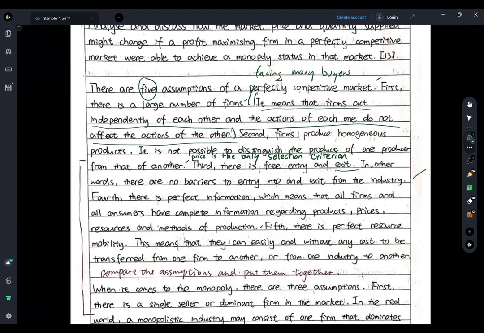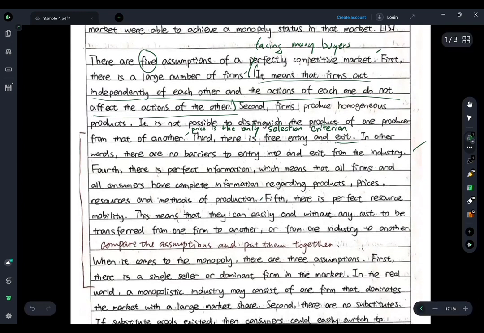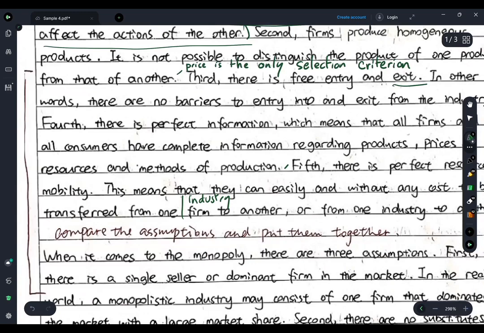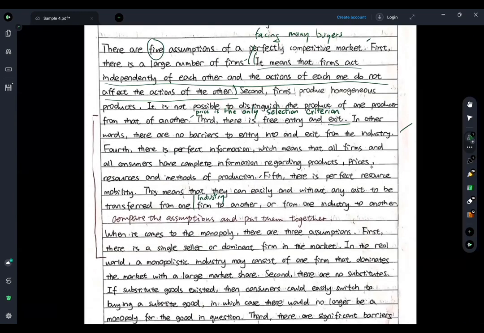But again, what would worry me is that it's almost too detailed, and time-wise, I would be afraid that this introduction is too long and would not allow the student to talk about all important concepts. But it's excellent. Fifth, there is perfect resource mobility, which means that resources can easily and without any cost be transferred from one firm to another, or even from one industry to the other. It's not only mobility within the market, it's also mobility outside.